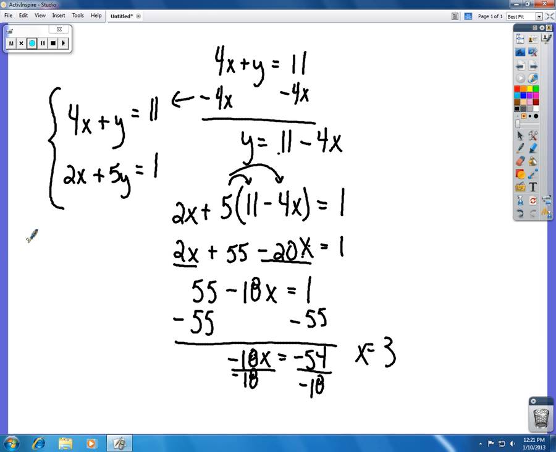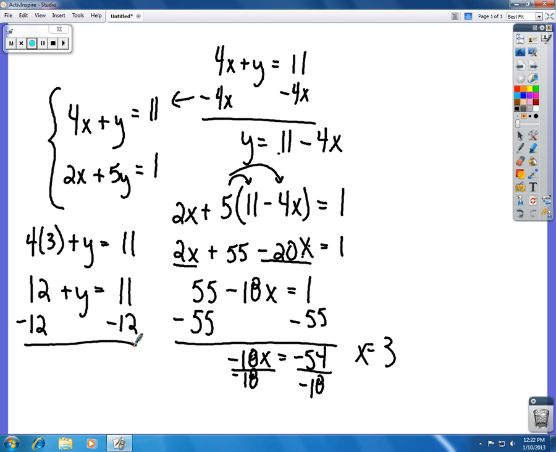So I will have, if I plug it into the first one, 4 times 3 plus y equals 11. So this is 12 plus y equals 11. And then if I subtract 12 from both sides, I would get y equals negative 1. So your final answer, therefore, is the point (3, -1).